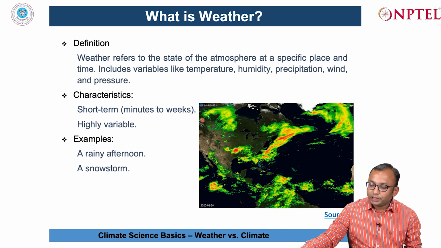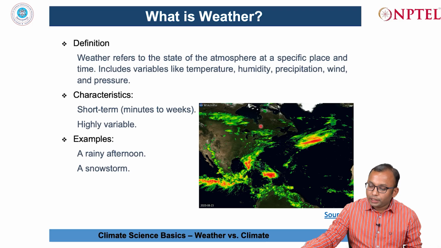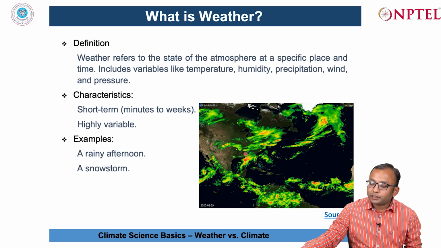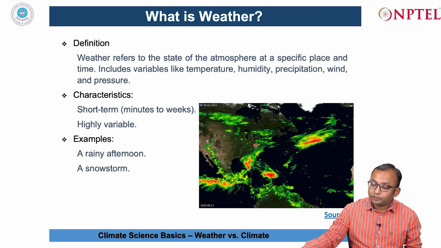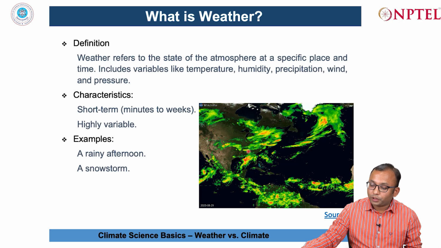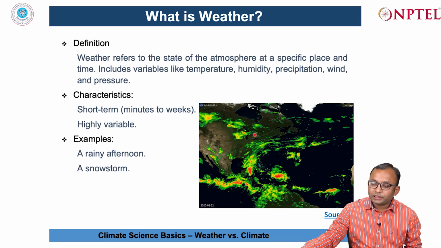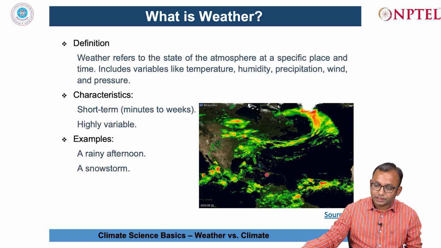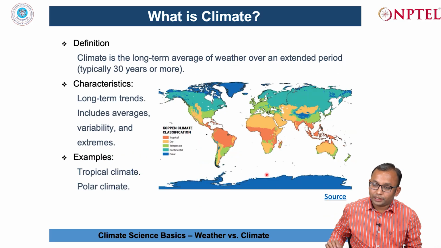We can also see here a graphical representation of the rainfall pattern across the globe. Here you can see the pattern is continuously changing, which suggests the variable state of the meteorological conditions across different parts of the world, and that signifies how weather changes from one place to another place.